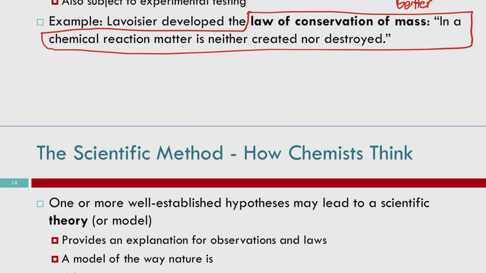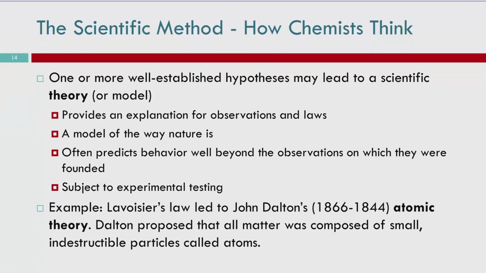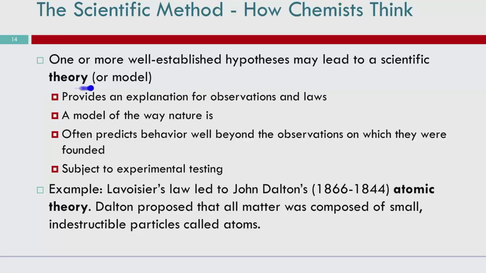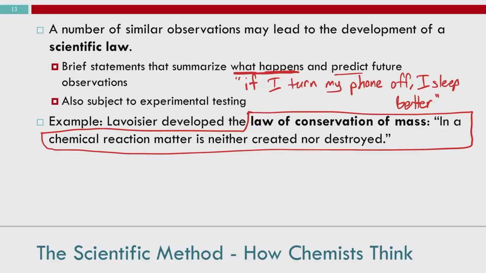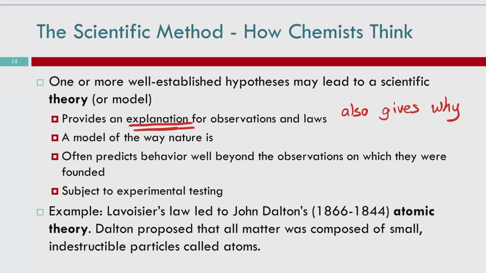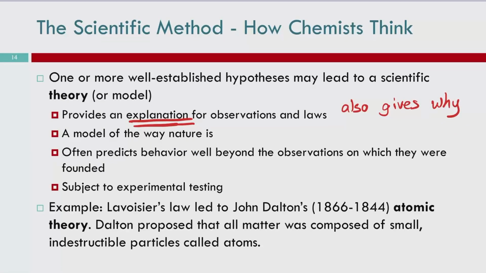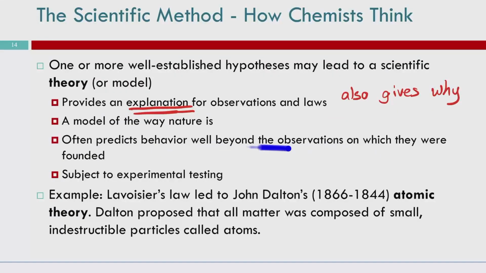We can also end up with, through many hypotheses, a scientific theory or a model. And these provide an explanation. So it's not just if this, then that, like with our laws, but it actually provides an explanation. It includes the why. A law is more of a what happens, and a theory or a model is the why it happens. So it's a model of the way nature is, and it can often predict behavior beyond the observations on which they were founded.